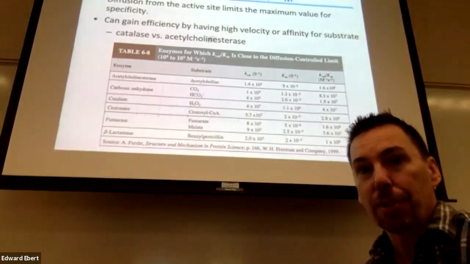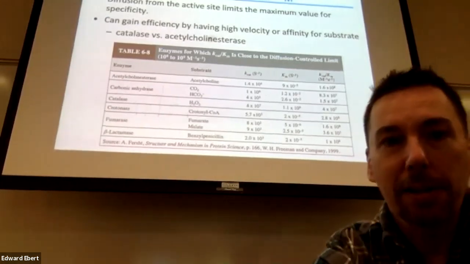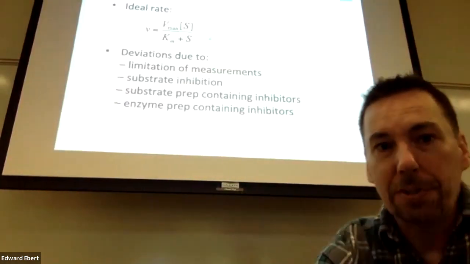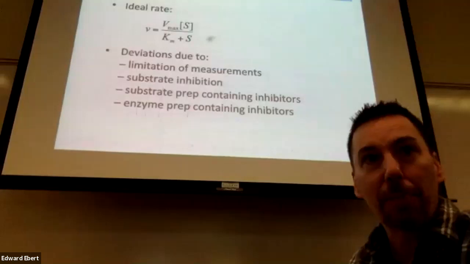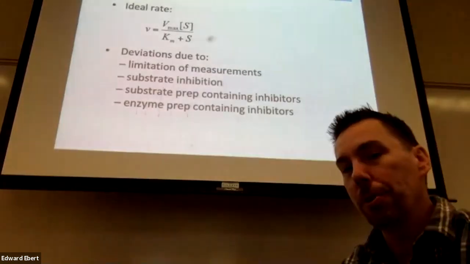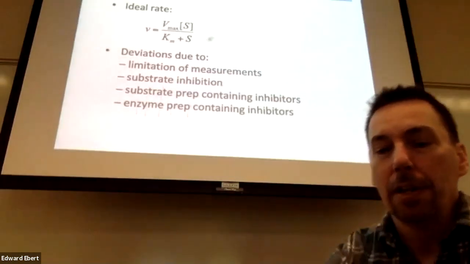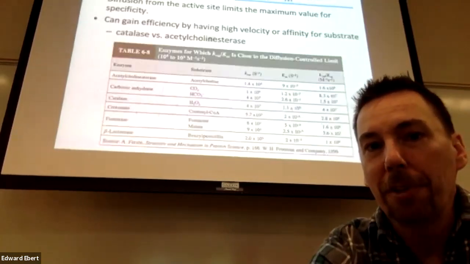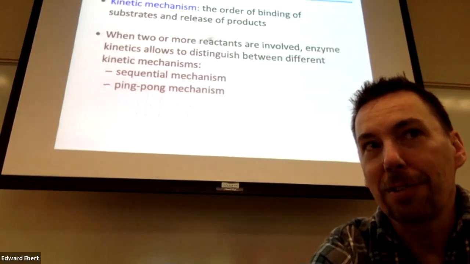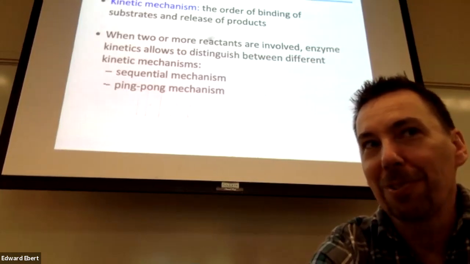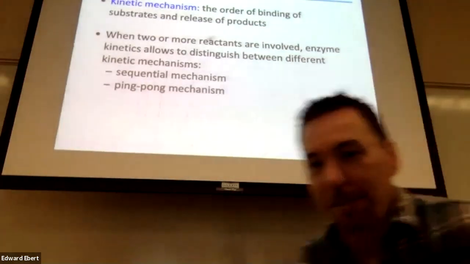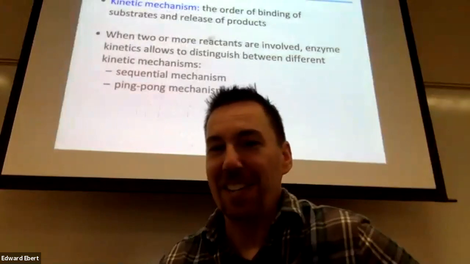All right, that's where we'll stop for today. When we come back, we'll take a look at how we actually derived this equation. That might be a good thing to try and do on your own, and then we'll do that on Thursday. Then we'll start talking about what happens if we have multiple substrates, and what happens if we have inhibitors, and how we figure out these mechanisms. All right, so enjoy.